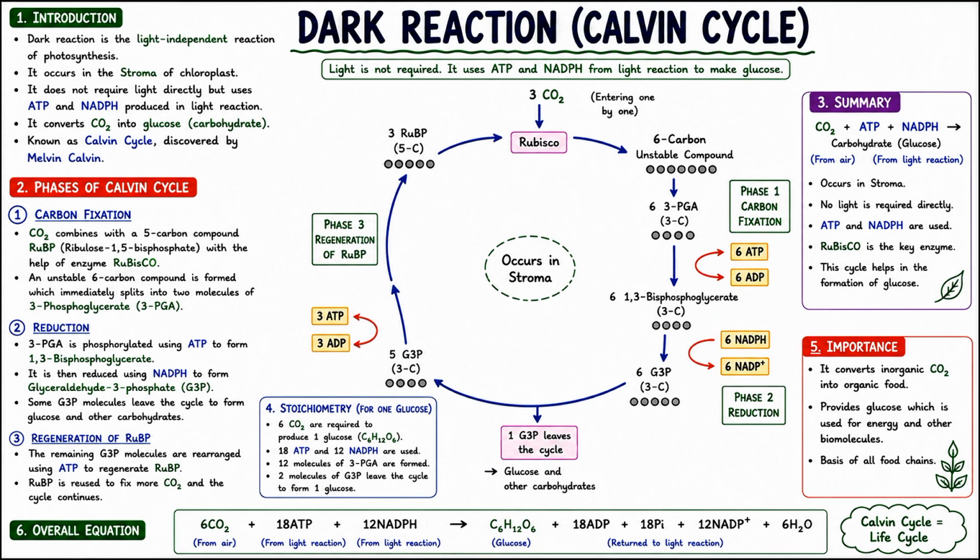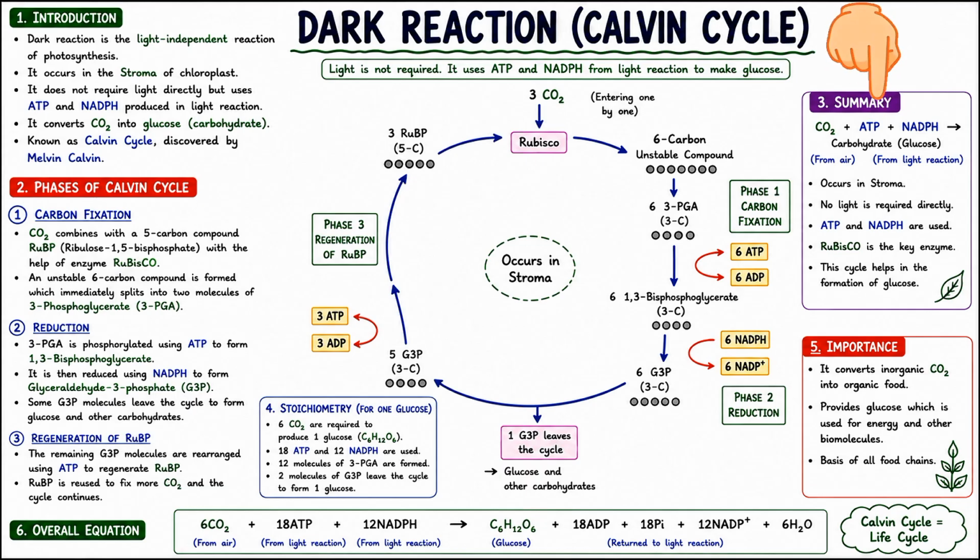That's all. Now let's quickly revise today's lecture. The dark reaction is also called the Calvin cycle. It occurs in the stroma of the chloroplast. It does not require light directly, but it uses ATP and NADPH from the light reaction.